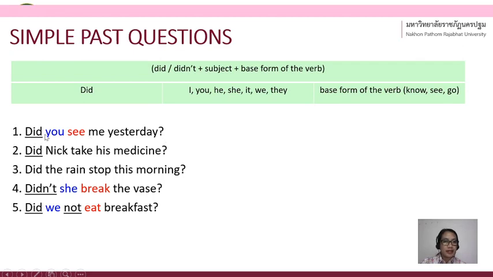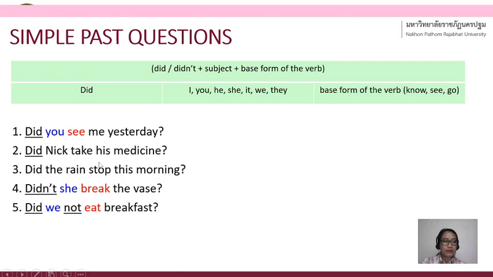Did plus the subject you plus the base form of the verb see. Number 2 example: Did Nick take his medicine? Did plus the subject Nick plus the base form of the verb take. Number 3: Did the rain stop this morning? Did plus the rain, which is the subject, and stop is the base form of the verb used in this sentence.